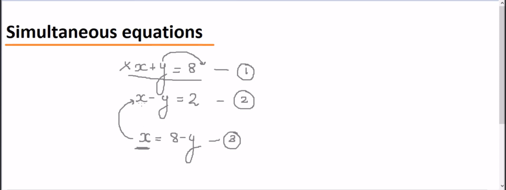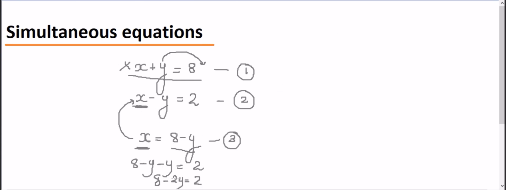When you substitute this value in equation 2, in place of x, you need to write 8 minus y. Why are we substituting? So that we'll get an equation having only one variable. In equation 2, there are two variables, x minus y equals 2. But we want only one variable, and that's why we are substituting. So x equals 8 minus y. In place of x, I'll write 8 minus y, equals 2. Then 8 minus 2y equals 2.